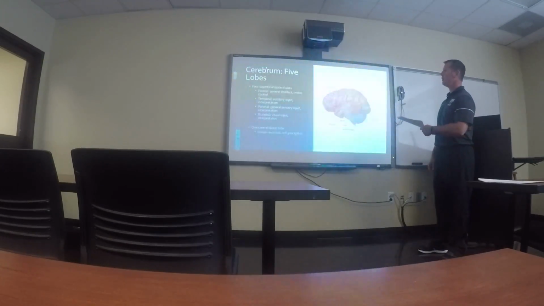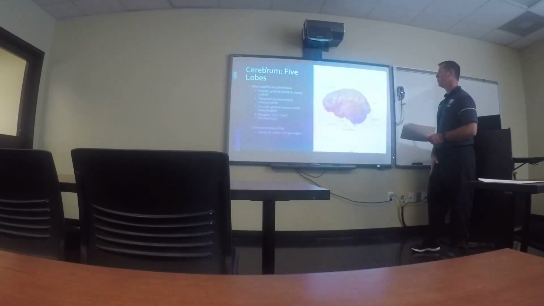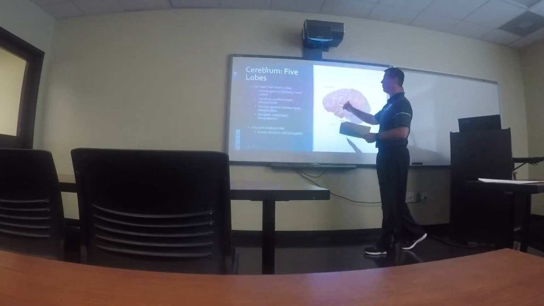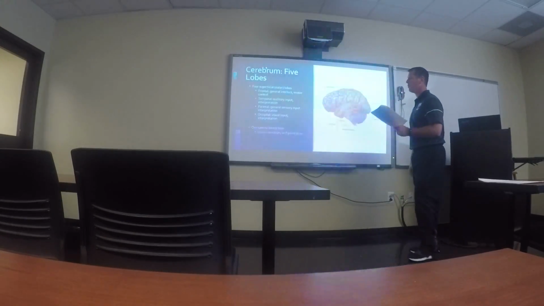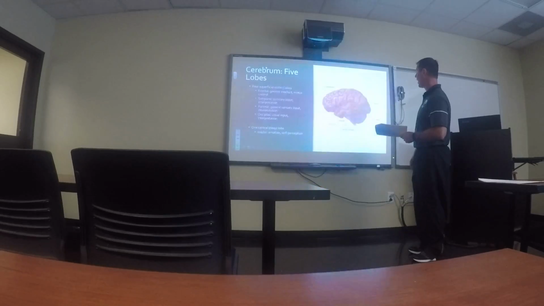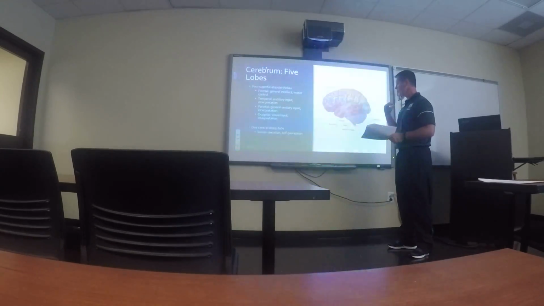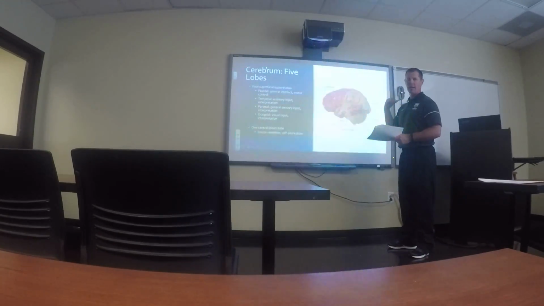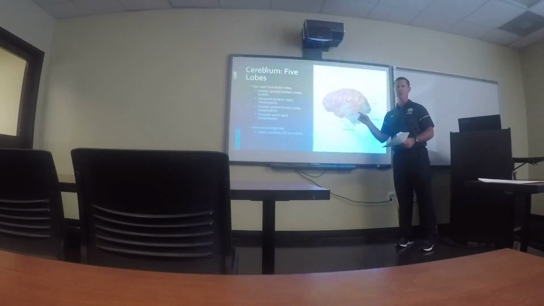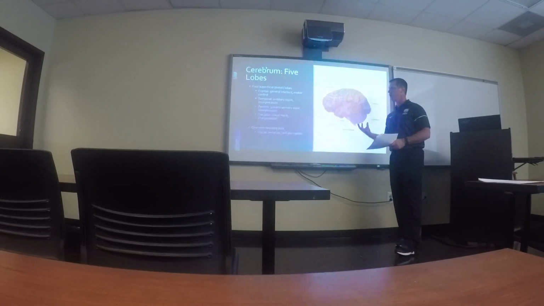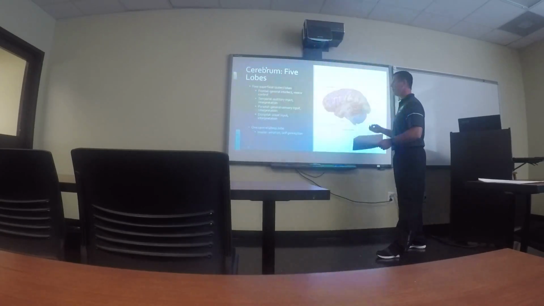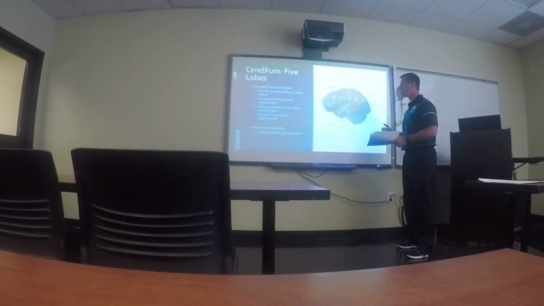5 lobes within the cerebrum. We have 4 superficial lobes. So we've got the frontal, where we think of motor control, just thought process. Then we have to the side, the temporal, and they make sense. It's located right around where you would find your ears. So we've got that sensory input, language, interpretation.